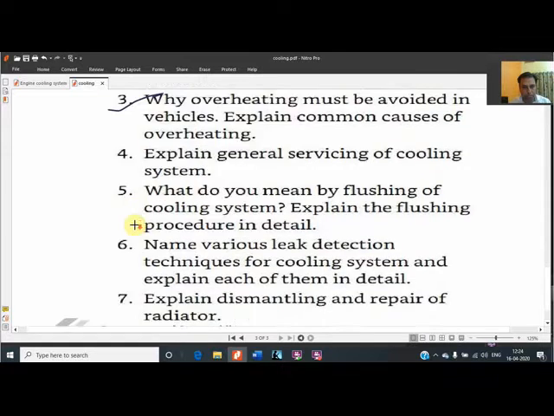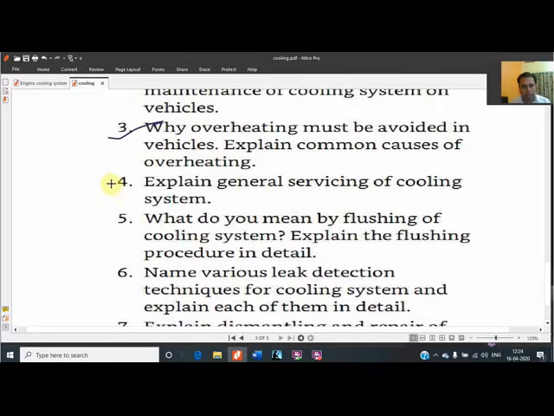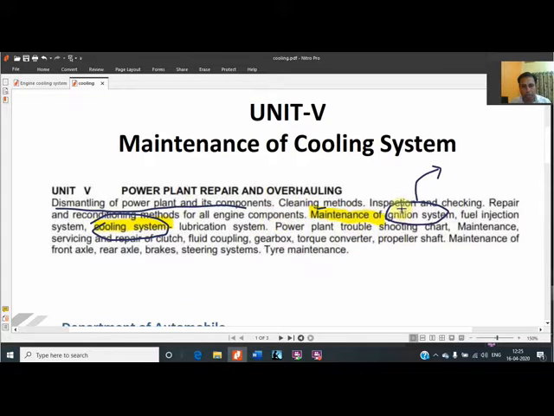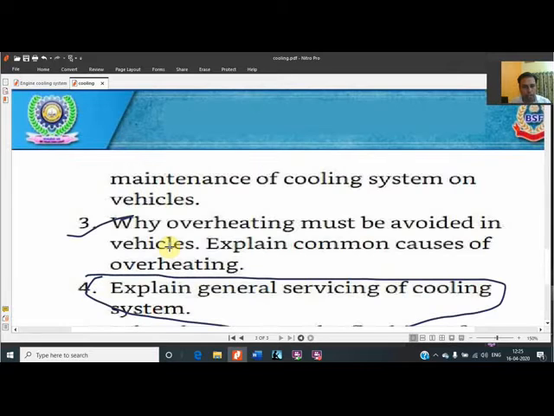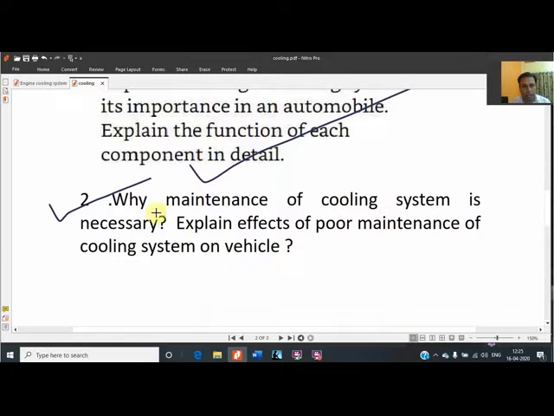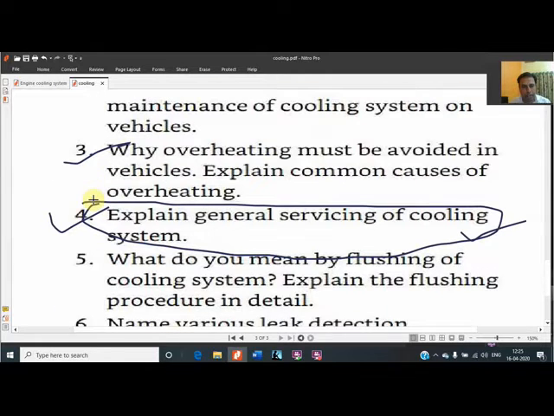And coming to the main question which will be asked, they are concerned with what general servicing of the system is done. Explain the general servicing of the cooling system. This is an important question, because as far as we go through the syllabus, the main thing is that we should know how the repairing of this particular system, the cooling system, is carried out, how we carry out the repair servicing of the cooling system. That's why this question, the general servicing procedure, and why there is a need of maintenance, because initially we have to write the need of the maintenance also. The second and the fourth are important.